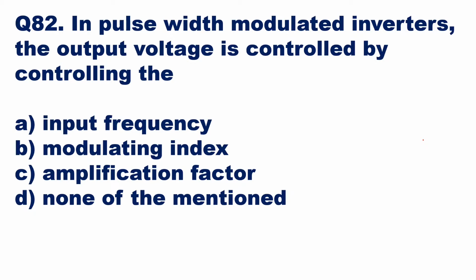In pulse width modulated inverters, the output voltage is controlled by controlling what? The options are input frequency, modulating index, amplification factor, and none of the above mentioned. The ratio of the voltages of the control voltage and the reference voltage gives the modulating index. So in pulse width modulated inverters, the output voltage is controlled by controlling the modulating index. So option B, modulating index, is the right answer.